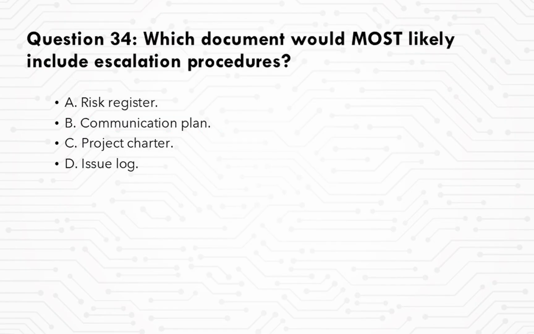Question 34. Which document would most likely include escalation procedures? A. Risk register. B. Communication plan. C. Project charter. D. Issue log. Answer: B. Communication plans define escalation paths.